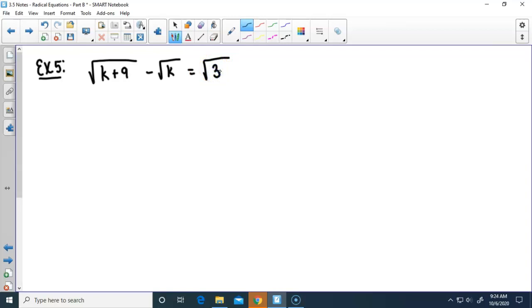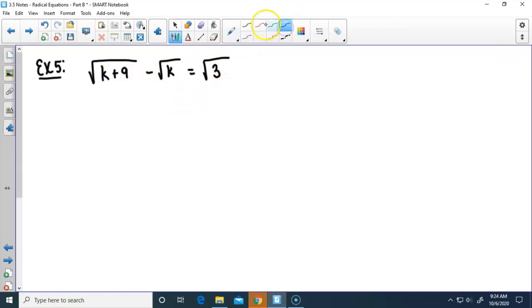At first glance, like I said, this is probably the most difficult problem that we've had because we've got so many square roots. You've got 3 separate square roots in this problem. However, we can solve this much like we've done the other problems. Here I've got just the square root of k, and here the square root of 3, and those are much smaller than my square root of k plus 9.